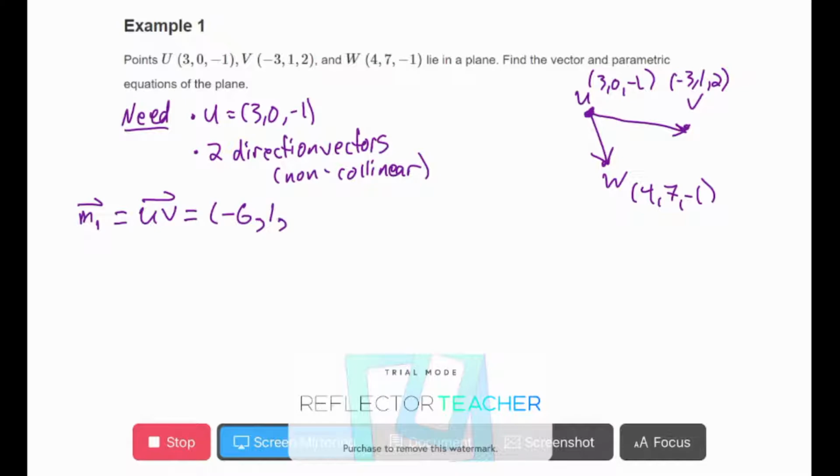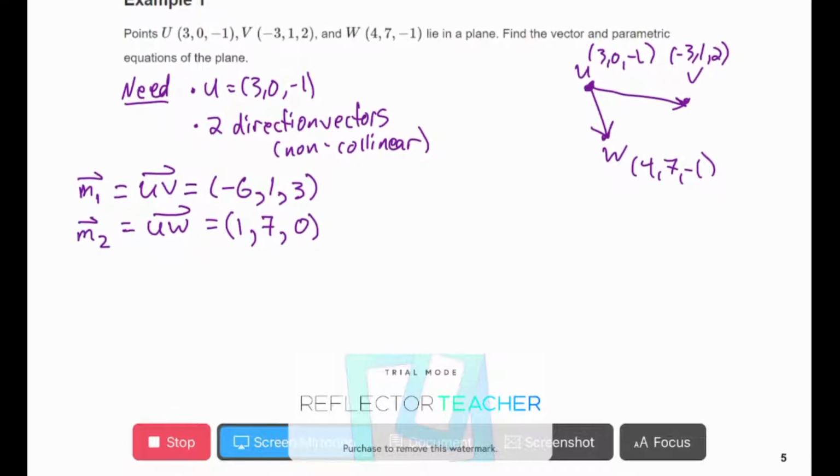And -2 minus -1 is -1. There's our first direction vector, and our second direction vector, UW. Once again, take the x value of W minus the x value of U, and so on. So 4 minus 3 is 1. 7 minus 0 is 7. And -1 minus -1 is 0. All right, I have a point and I have two direction vectors.